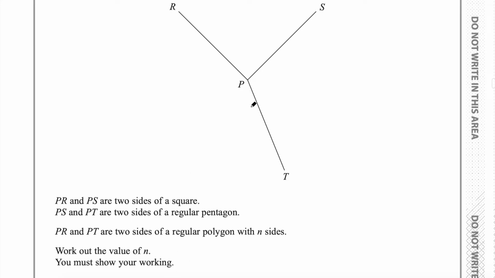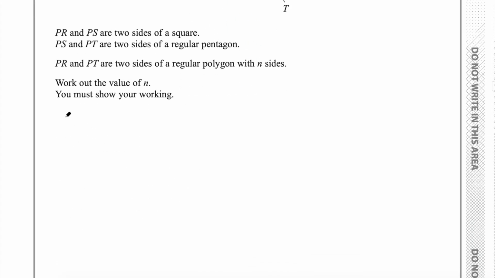Okay, so this is going to involve the formula for the angles in a polygon. Well, we know the angles in a square, they're 90 degrees, so this is 90 in here. We can figure out the angles in a pentagon, and that's going to allow us to figure out this angle here, RPT, and then that's going to allow us to find n. Okay, so if you don't know what the angles in a pentagon are, you can work them out. So let's start with that.